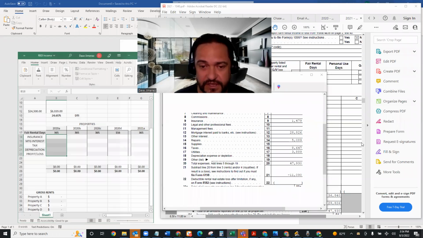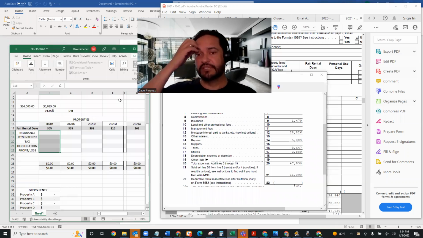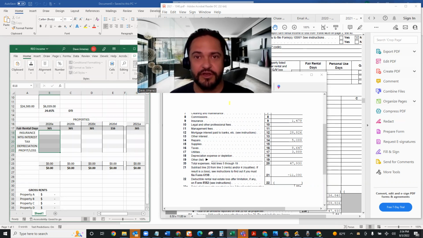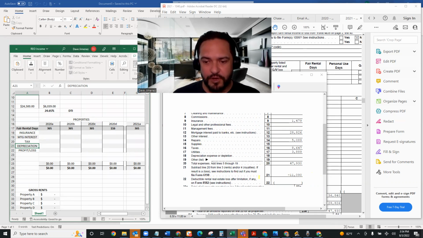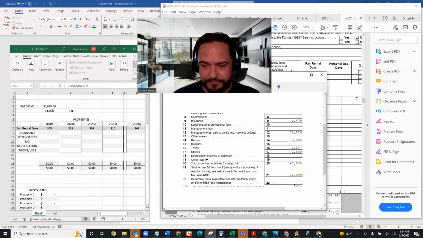Of course, now I don't know if it's because CPAs are out there and they don't really know what an underwriter considers add backs to income, but it's pretty simple. It's actually here on my REO calculator. Insurance, mortgage interest, tax, depreciation. Those are your add backs to your line 21, your total profit and loss.